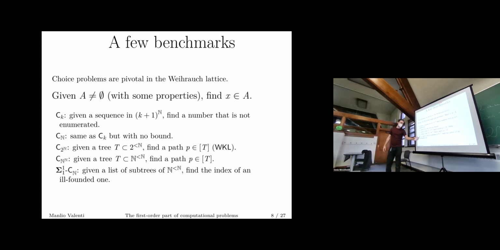In this case, on the natural numbers, the input A is not a closed set, but it's a Sigma-1 set. So intuitively, you can think of it as deciding membership is a Sigma-1 problem. So you can say, given the list of trees, find the index of an ill-founded one. Being ill-founded is Sigma-1, therefore, it's like picking an element in the set.